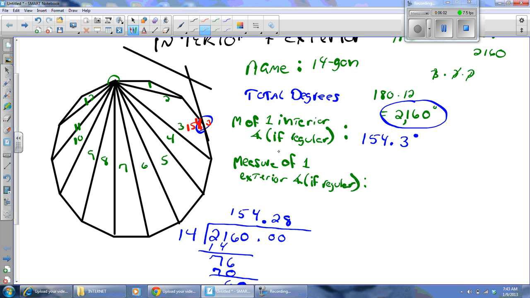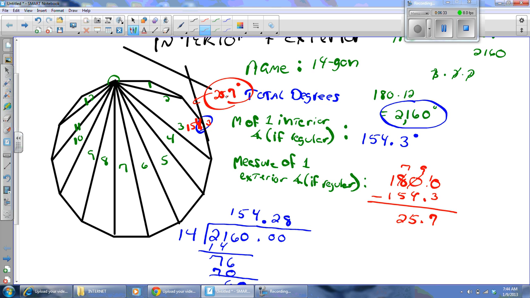All right, so to get the measure of that, I'm going to take 180 degrees minus 154.3, right? And I can do a little borrowing. I'll make that a 9. I'll make that a 10. I get a 7/10. 9 minus 4 is 5. And then that. So this exterior angle out here, this one on the outside, is 25.7 degrees. All right, there you go.